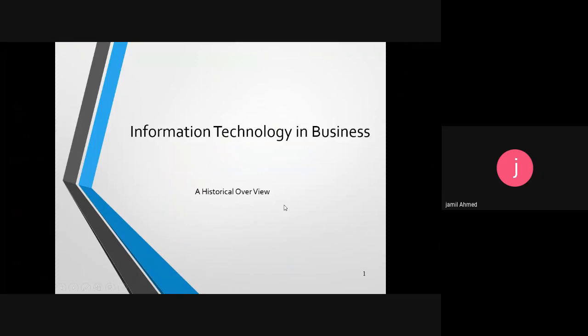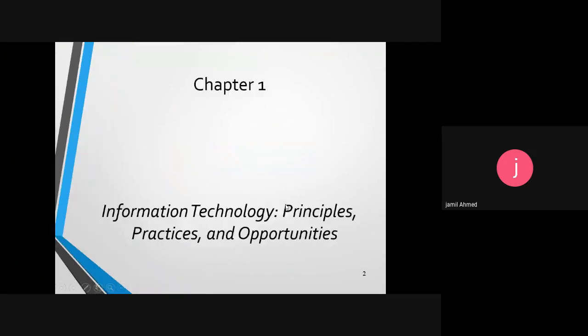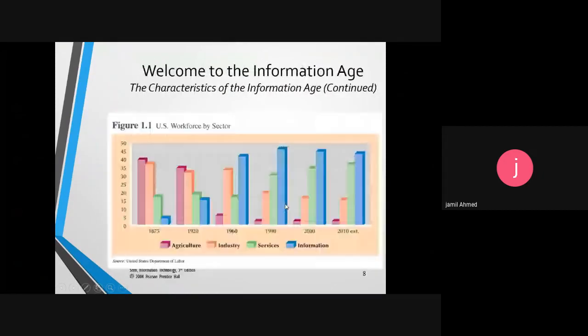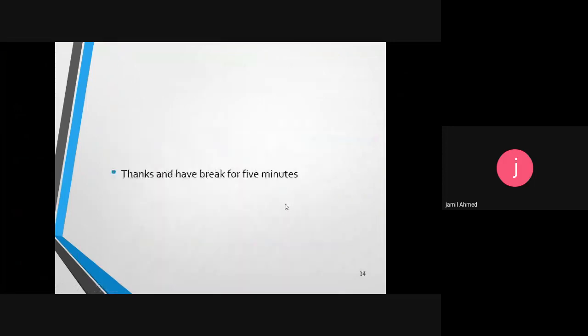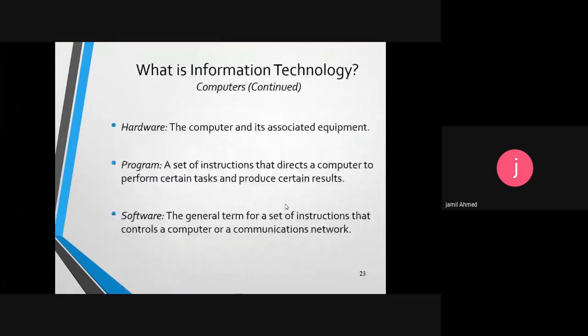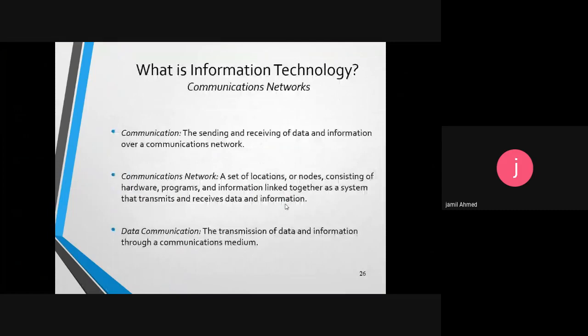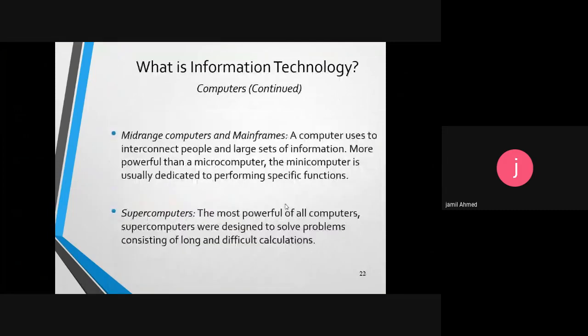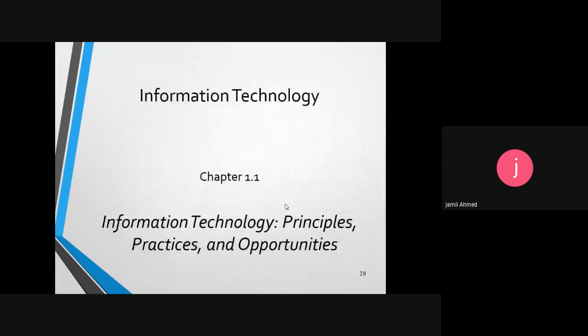So here we were talking about information technology, and we have gone through these slides, and now we will see chapter 1.1. Information technology has been discussed now. Its applications and the other principles or practices will be discussed.